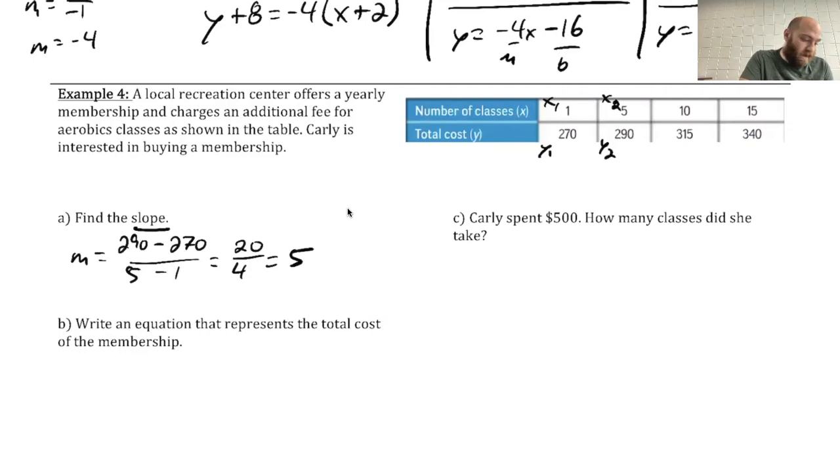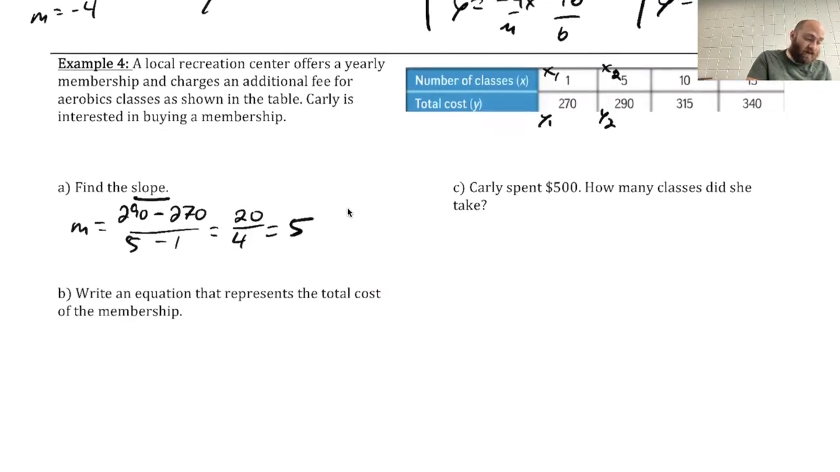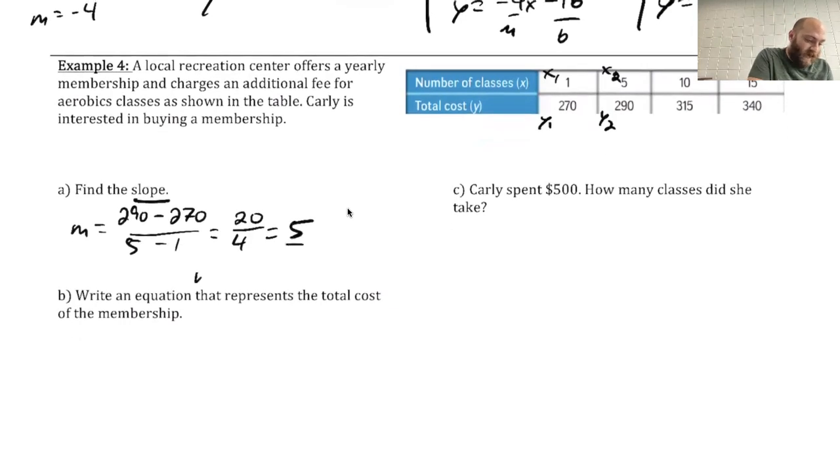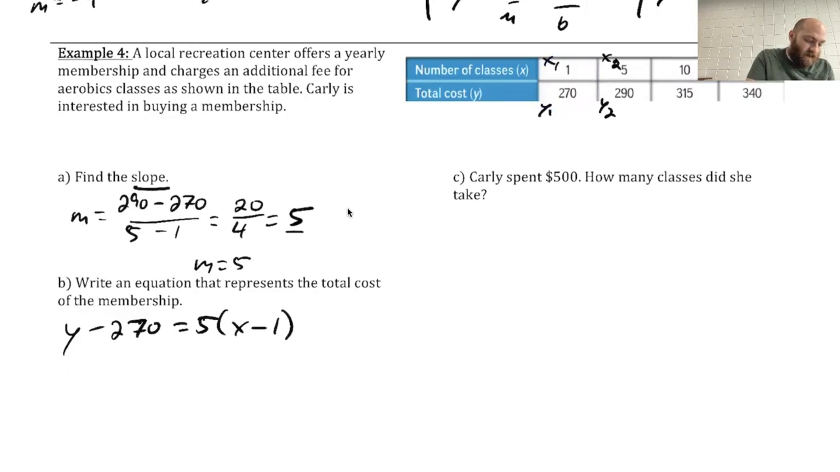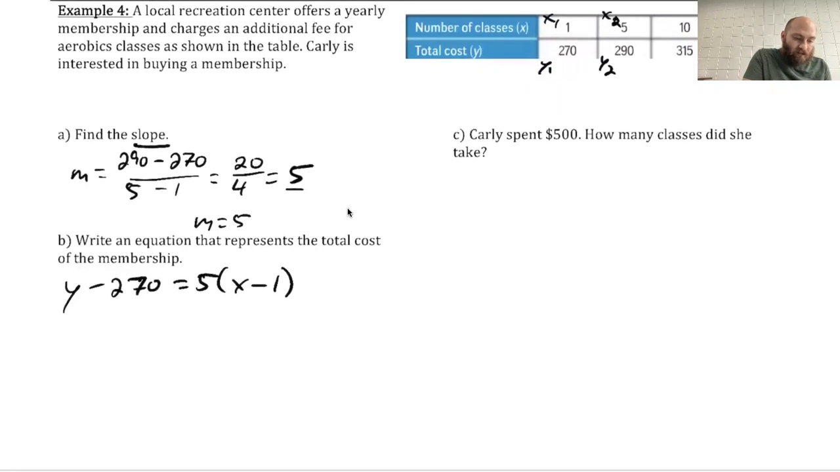Okay. Part B, write an equation that represents the total cost of the membership. So if I do the point slope idea, I've got my slope m equals 5. So we're going to do y minus y1, so it'll be y minus 270. I'm just going to use this point right here. So that is equal to 5 times x minus 1. Okay, so that is that equation.